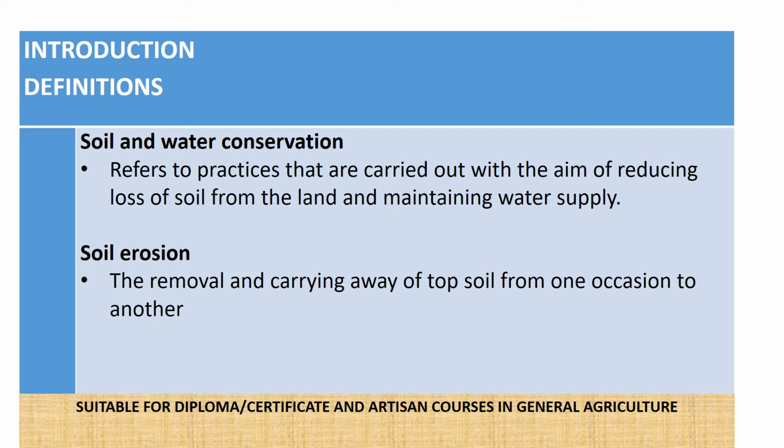We will start by defining different terms related to soil and water conservation. The first definition that we look at is soil and water conservation. Soil and water conservation refers to practices that are carried out with the aim of reducing loss of soil from the land and maintaining water supply. Soil erosion is the removal and carrying away of topsoil from one location to another.